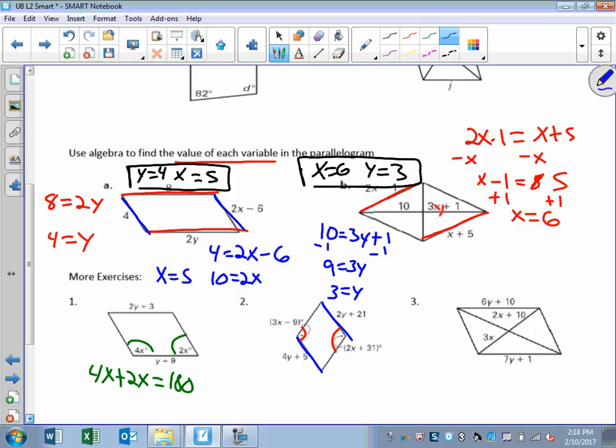And number 3 is just like example B. So I think you guys could do that with no help. So take a second, finish those. I'm going to move on to the next proof that we have.